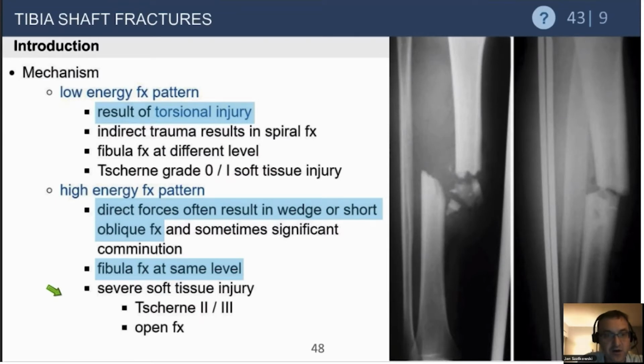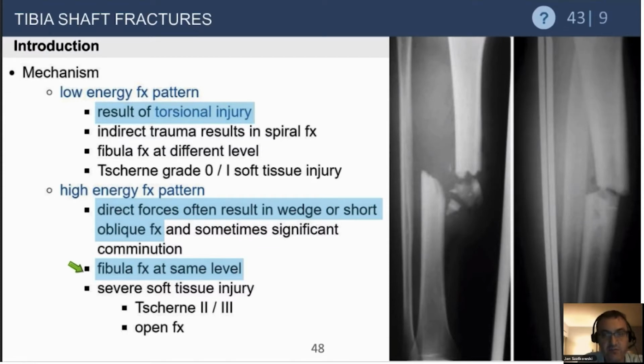And in terms of mechanisms, we just went over this with the proximal tibia fracture. Any fracture, low energy, high energy. Think low energy, result of sometimes torsional injury, indirect trauma, Tscherne grade 0 or 1 for the soft tissue injury. So not really that bad, right? High energy fractures, direct forces. Okay, so sometimes a lot of comminution, a lot of muscle damage, a lot of periosteal stripping. And that's even if it's a closed fracture.